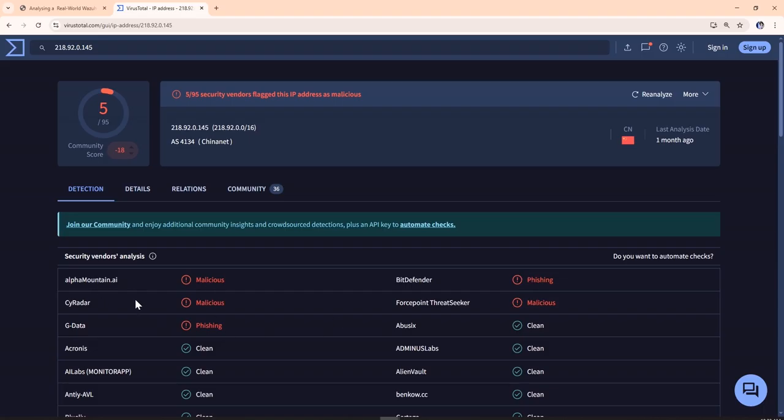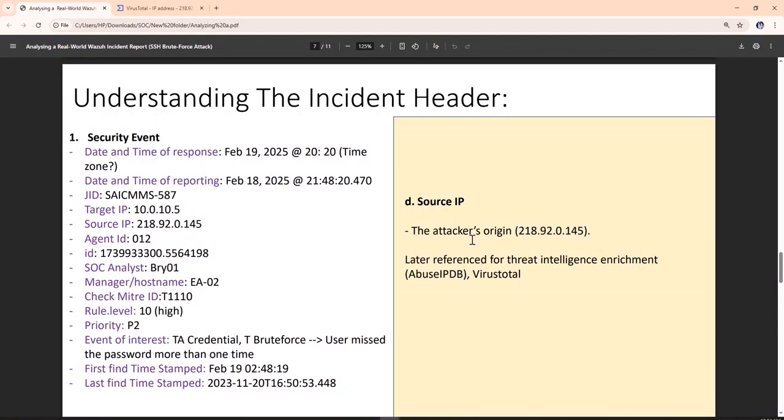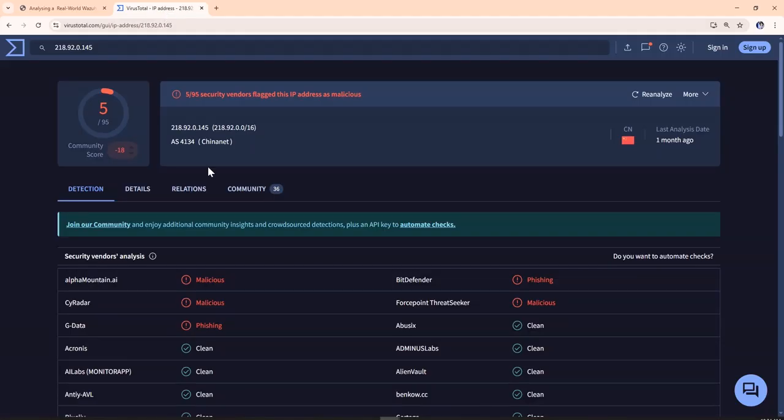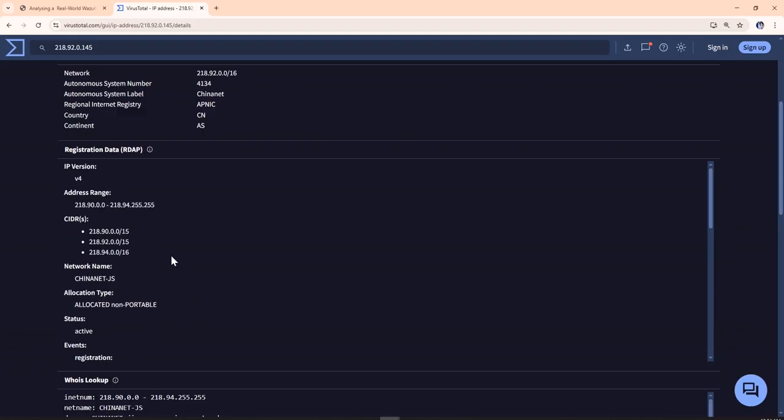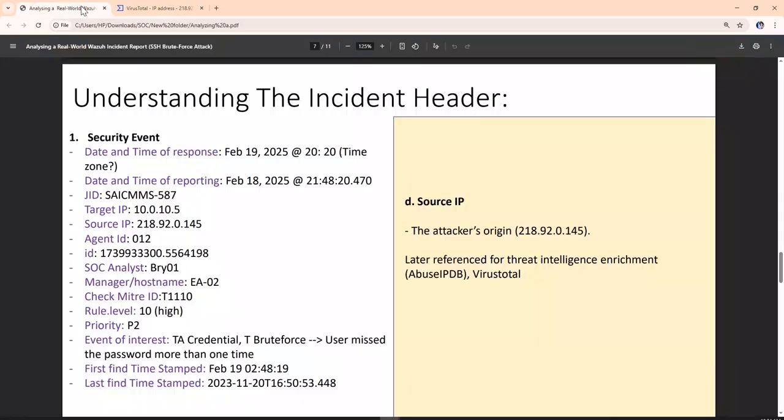1, 2, 3, 4, 5. Five vendors have marked him as bad. So if we go through, you will see some of the things as well. This is the attacker's origin, and it's a reference for threat intelligence or enrichment, which is what we did now. When I'm writing my report or trying to respond to this incident, I will take a screenshot of this, look out for more evidence, take a screenshot, and add it to my report to enrich it, backing up my claim that this person's intention cannot be good.